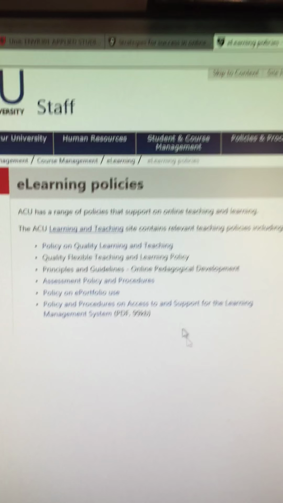Looking at the fourth and final question in the assessment, which is about the institution's policies or strategies about the use of different technologies for online learning and delivery. I found that there were a couple of resources for our university, which I'll point out here. The first was around e-learning policies.